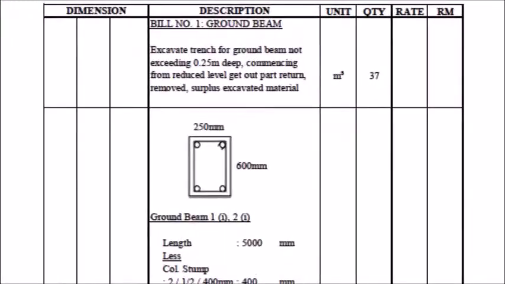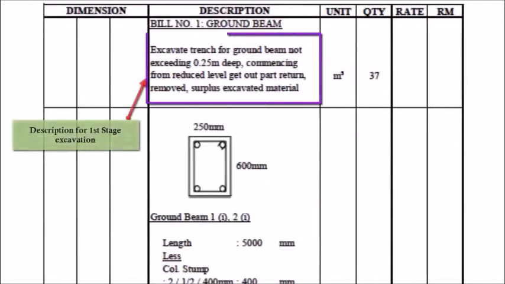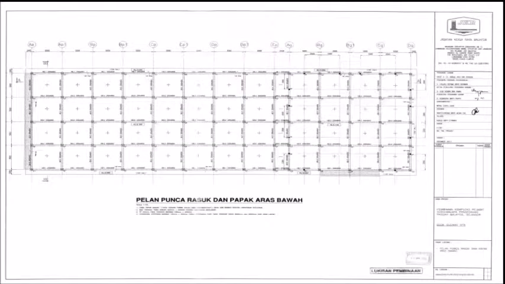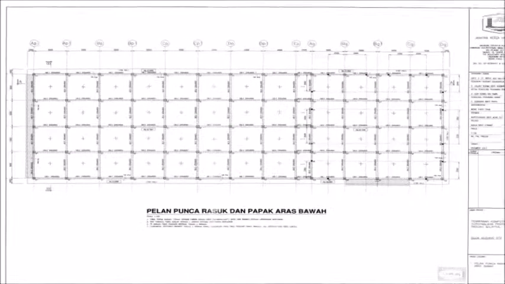The next subtopic will be the excavation of trench for ground beam. For the first stage of excavation, according to the standard, the excavation trench of the ground beam must not exceed 0.25 meter deep, commencing from reduced level. Now we will start calculating from ground beam 1. Ground beam 1 is stated in the ground floor plan.